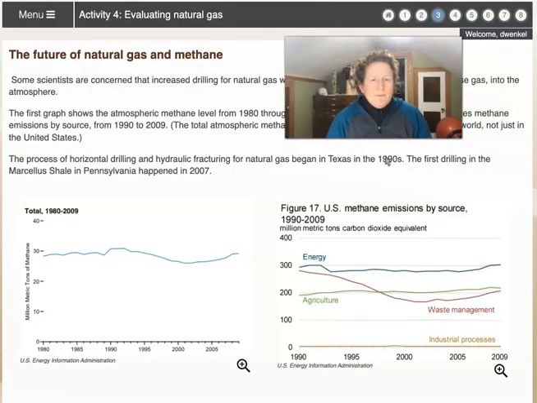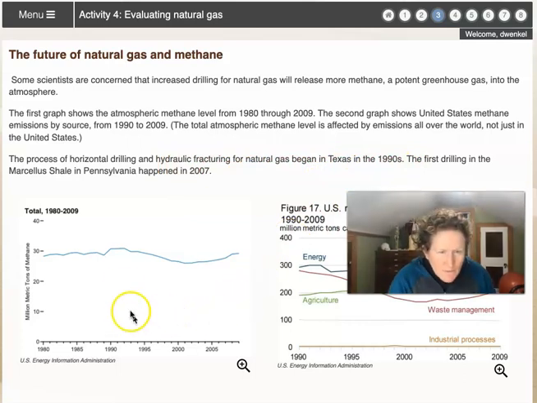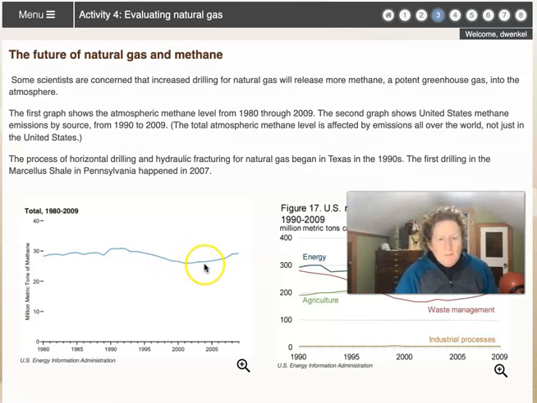The total atmospheric methane level is affected by emissions all over the world, not just in the United States. The process of horizontal drilling and hydraulic fracturing for natural gas began in Texas in the 1990s, so right around in here. The first drilling in the Marcellus Shale in Pennsylvania happened about right here.